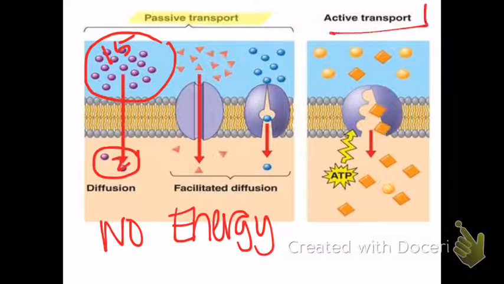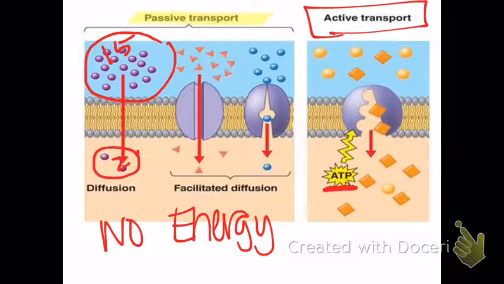Okay, active transport is the opposite. It requires energy, you know that ATP is energy. So active transport is the opposite. You're going from low to high. So you're going the other way, against the normal way, like you're trying to go down the interstate going the wrong way.